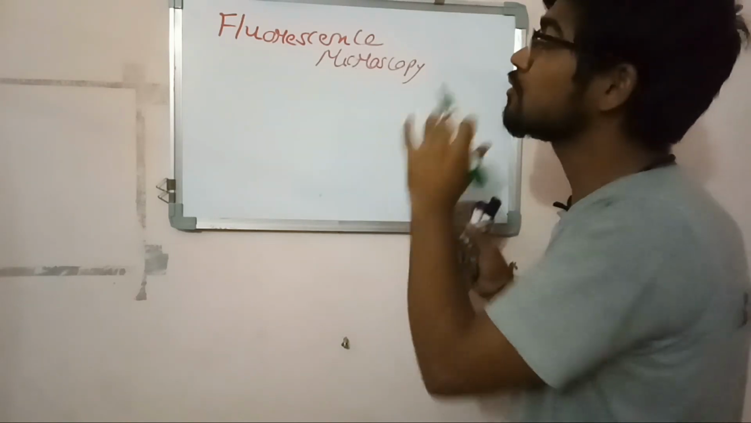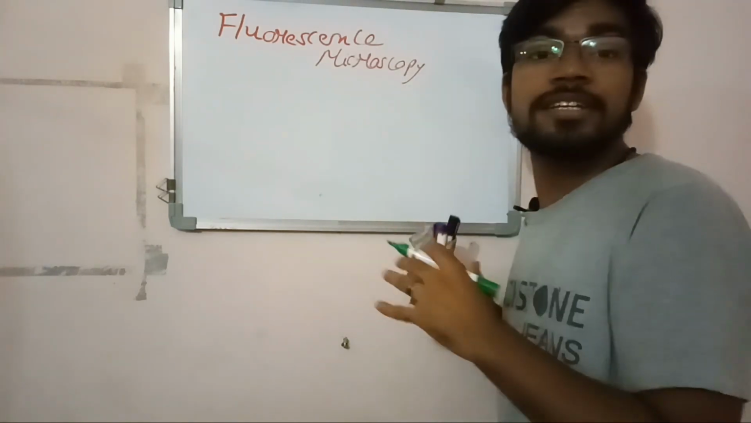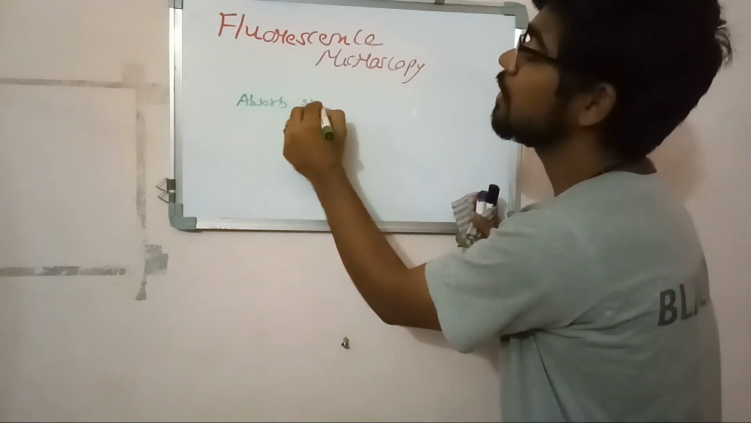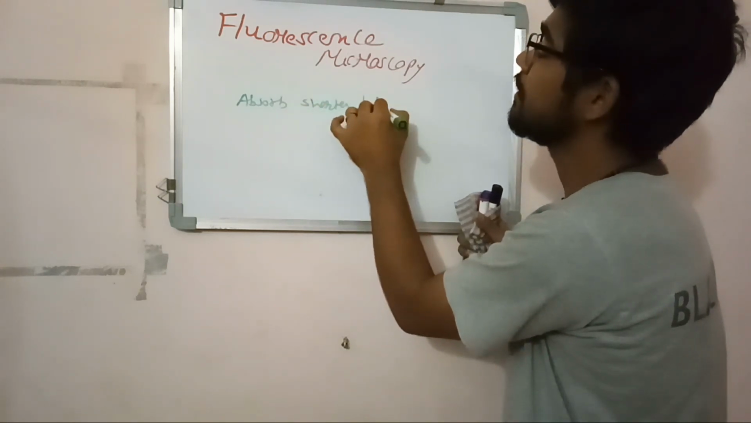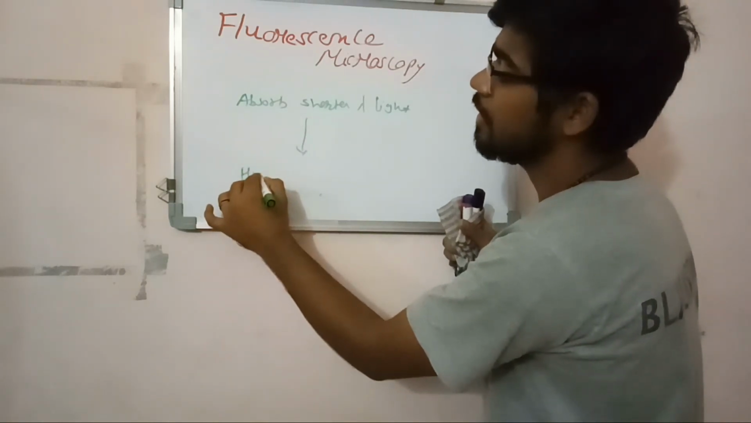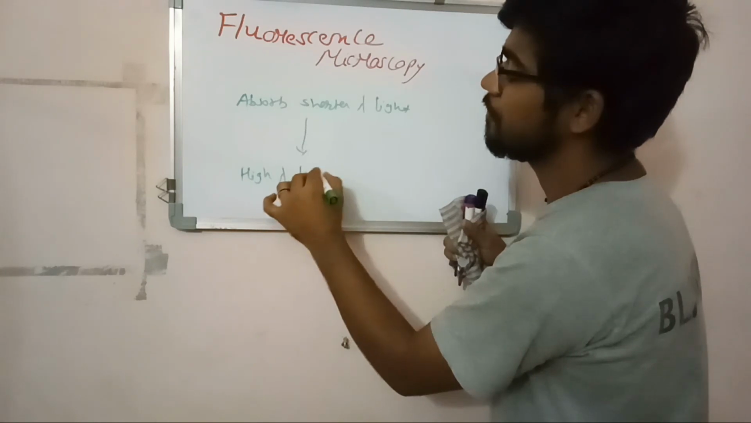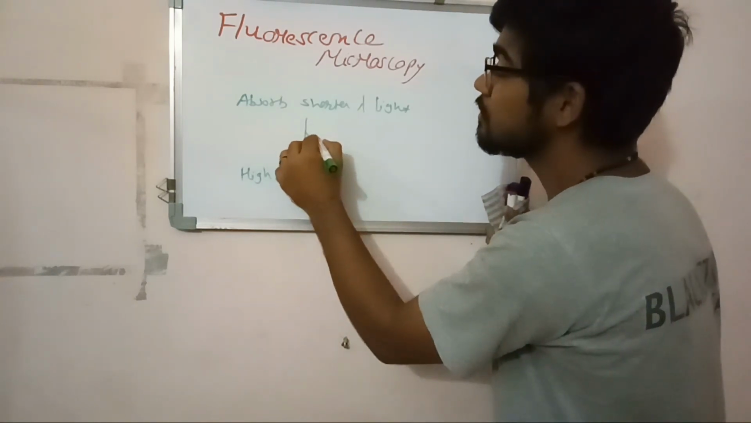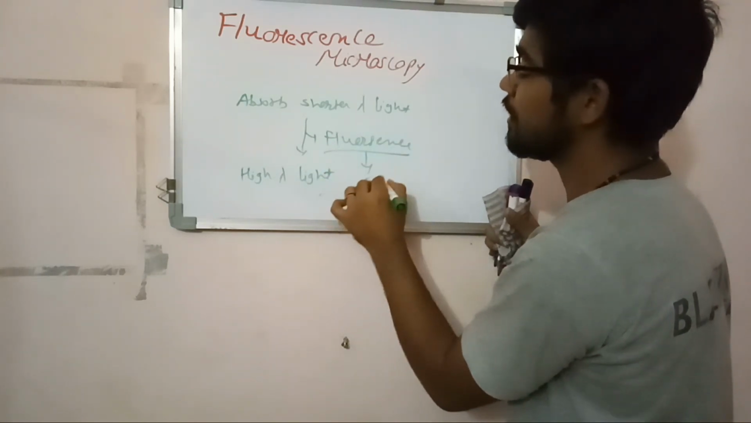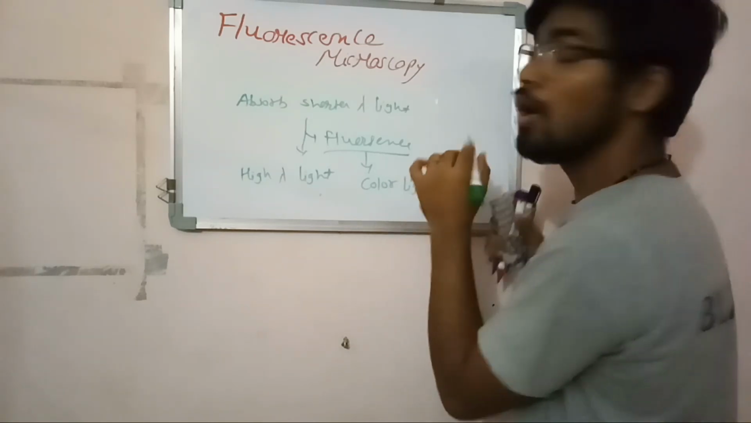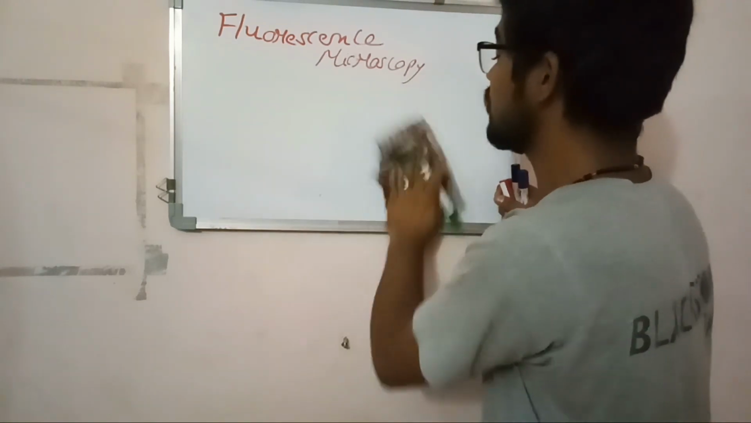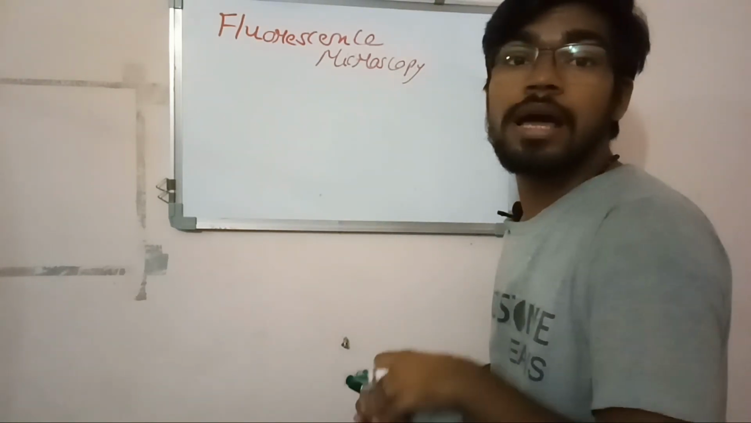In today's lecture, we are going to talk about fluorescence microscopy. Fluorescence microscopy is based on the characteristic of a molecule to absorb shorter wavelength light and emit a higher wavelength light. Between this, it produces fluorescence. In simple terms, it produces a colored light, which we observe.